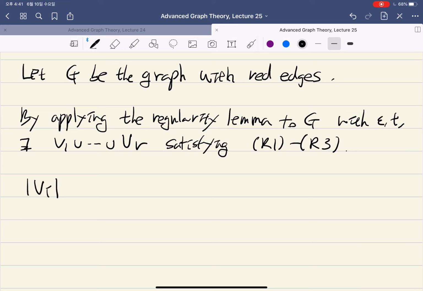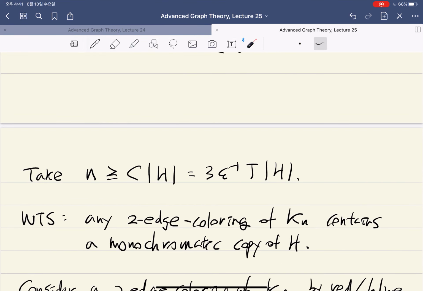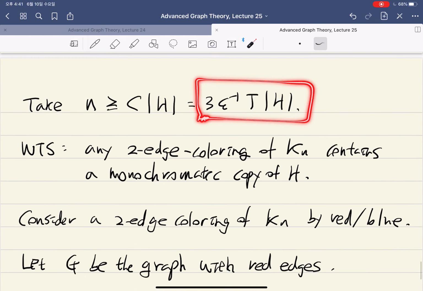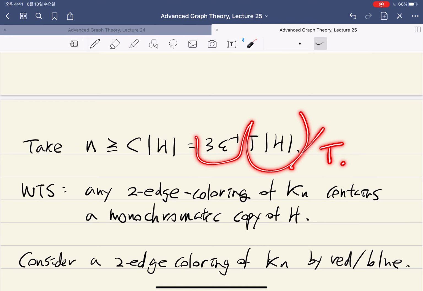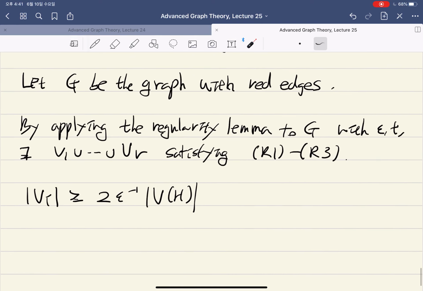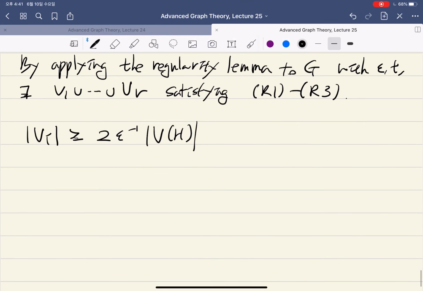Then what we know is each Vi has size at least 2 times epsilon inverse times the size of H. Because we have this, and then how many parts do we have? r, but r is at most T. So you divide this by T, then that's already 3 epsilon times |H|. So this lower bound holds. So each part is big enough so that later we can actually apply the embedding lemma. So we consider an epsilon-d reduced graph.